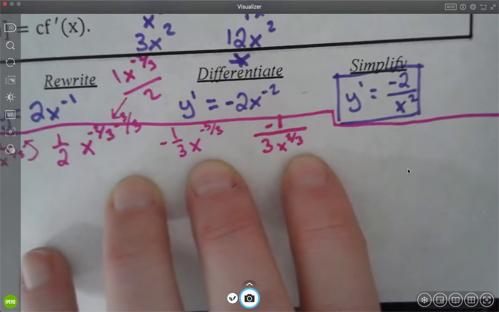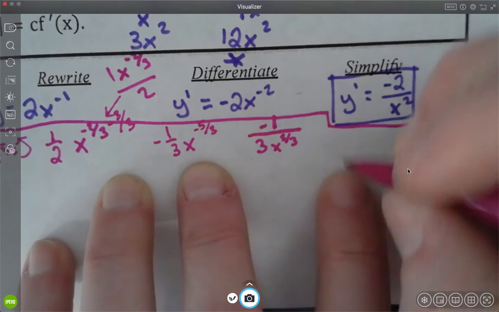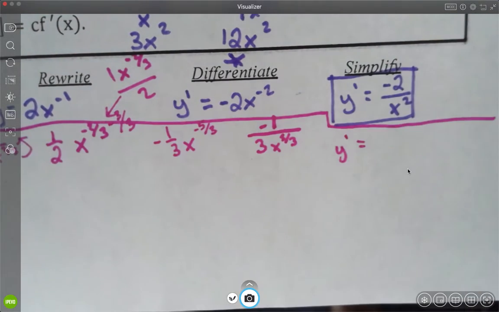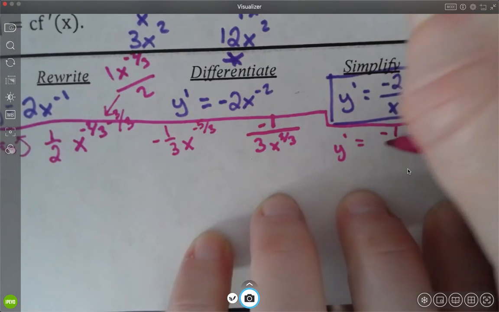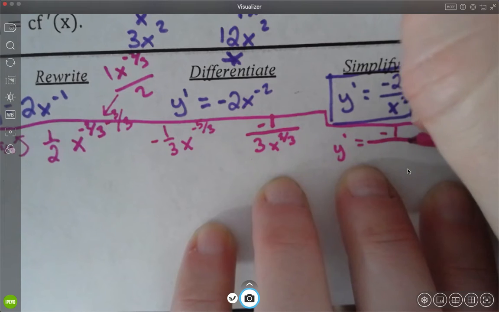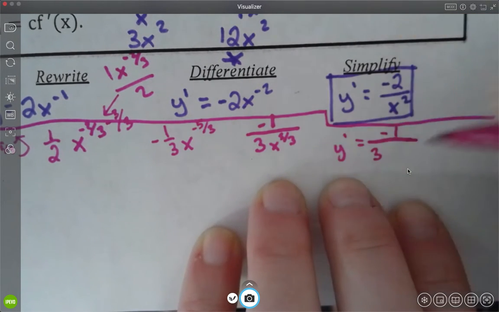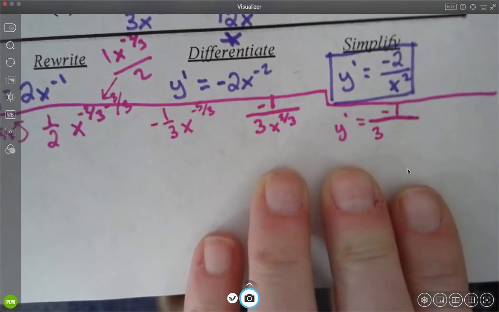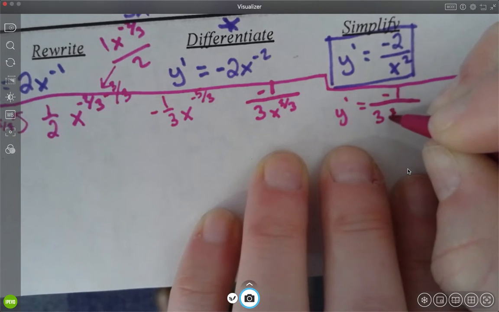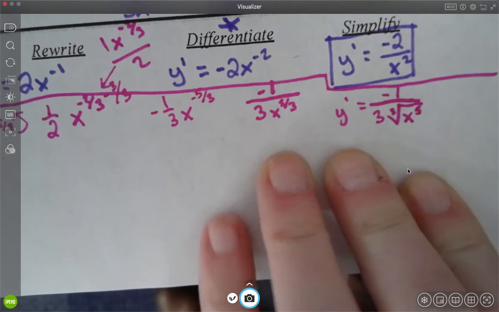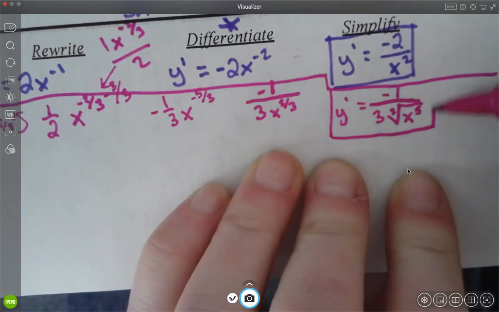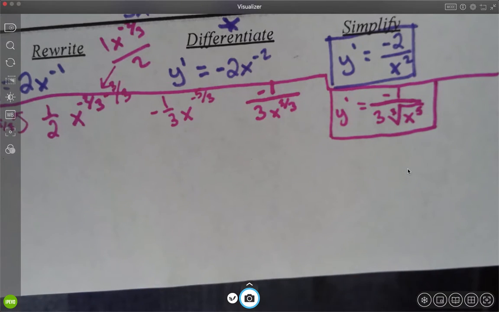Okay, last one, y prime, finally, is something. Yuck. Negative 1 over what? 3. The 3rd root of x to the 5th power. There he is. Good? Did I lose anybody? Disgusting. But you found the good.